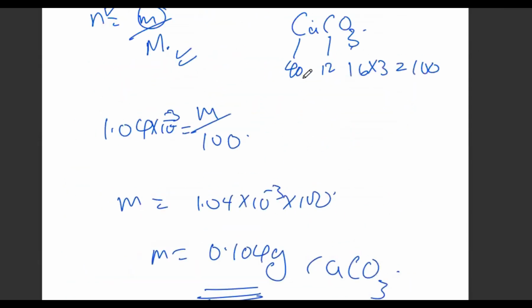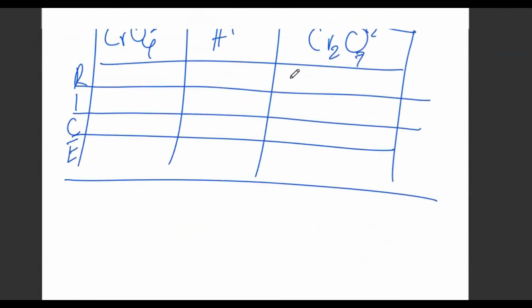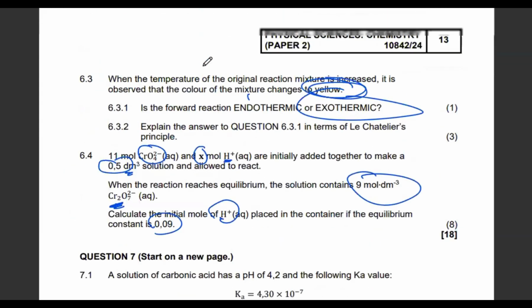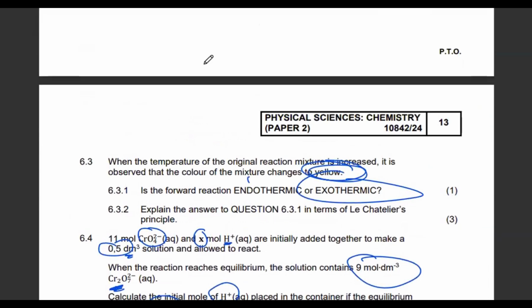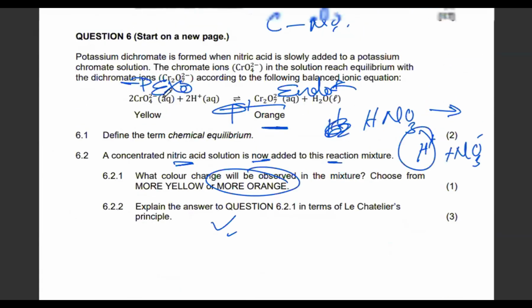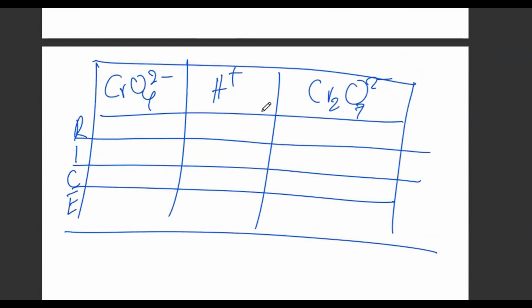So we see from the equation, where is the equation now? Yeah, the equation is: chromate is 2, sulfuric acid is 2, and then the dichromate is 1. So chromate here, 2 moles, and then this 1 mole.